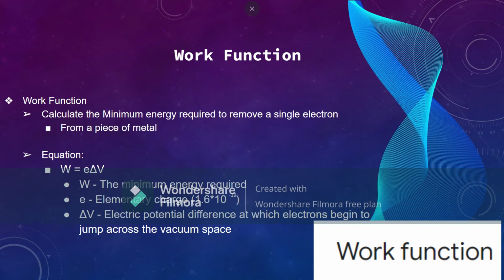The work function is the minimum energy that is required to remove a single electron from a piece of metal. The equation for it is W = e times delta V. W stands for the minimum energy required, and the unit is joules. e is the elementary charge, 1.6 times 10 to the negative 19 coulombs. Delta V is the electric potential difference at which the electron begins to jump across the vacuum space.